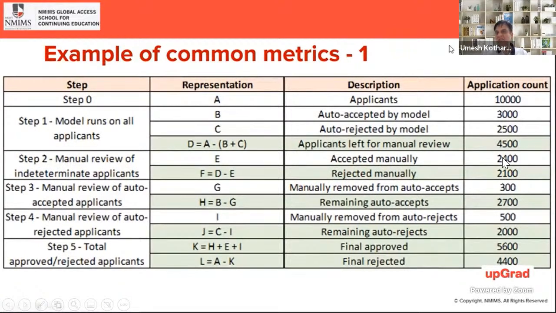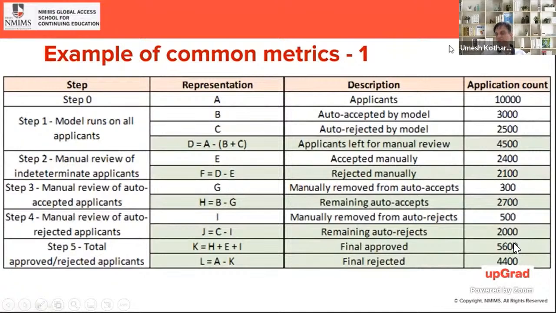Accepted manually out of these were 2,400. The remaining are rejected manually, and that's how the 4,500 is split. Manually removed from the auto accepts is about 300, and therefore remaining auto accepts is 3,000 minus 300, and that's 2,700. Manually removed is about 500, and that is 2,500 minus 500, and that's 2,000.